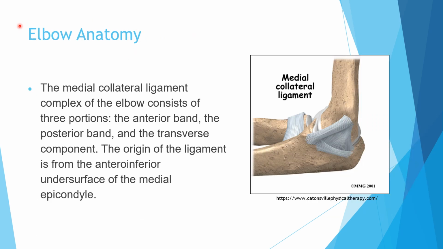Now let's speak about the elbow anatomy. The first thing that we're going to talk about that commonly comes in the exam is the medial collateral ligament. The medial collateral ligament consists of three components. First part is the anterior band of the medial collateral ligament, that's the most important part. You have also the posterior band and the transverse component. The medial collateral ligament arises from the anteroinferior surface of the medial epicondyle.